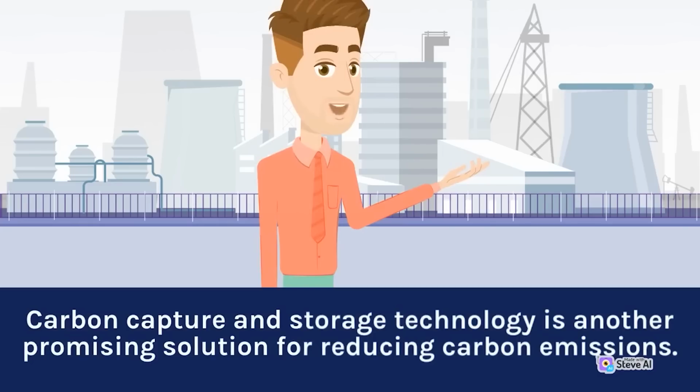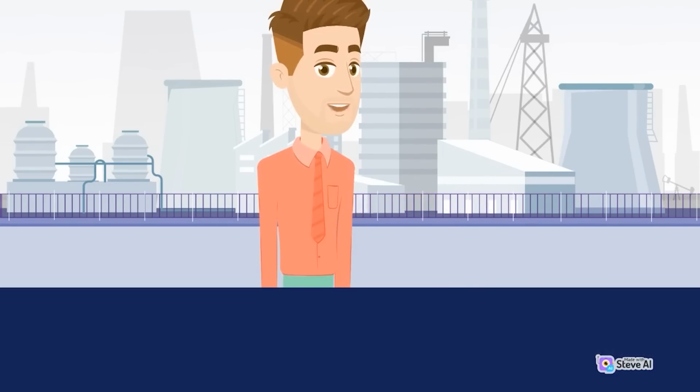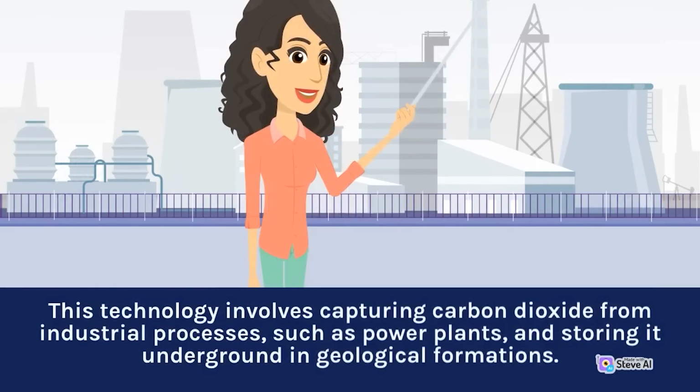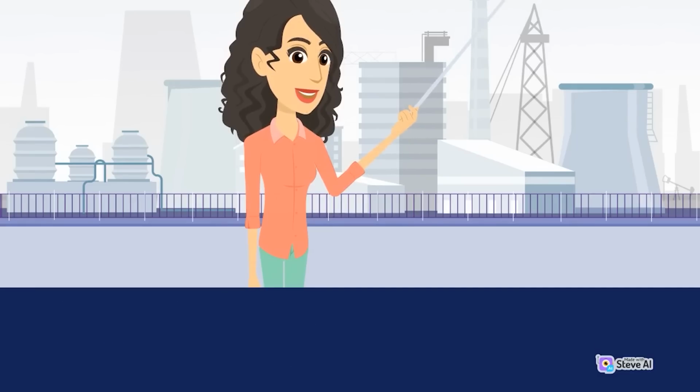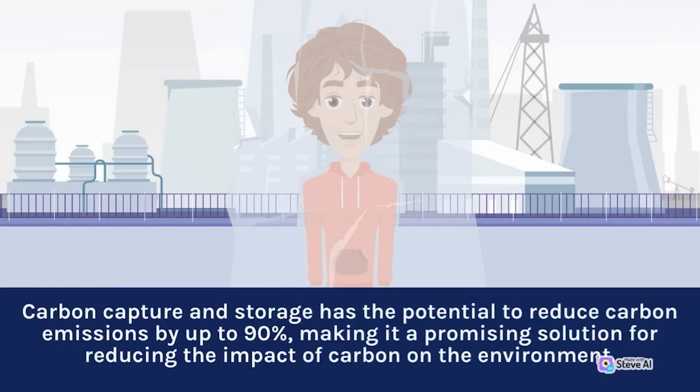Carbon capture and storage technology is another promising solution for reducing carbon emissions. This technology involves capturing carbon dioxide from industrial processes, such as power plants, and storing it underground in geological formations. Carbon capture and storage has the potential to reduce carbon emissions by up to 90%, making it a promising solution for reducing the impact of carbon on the environment.